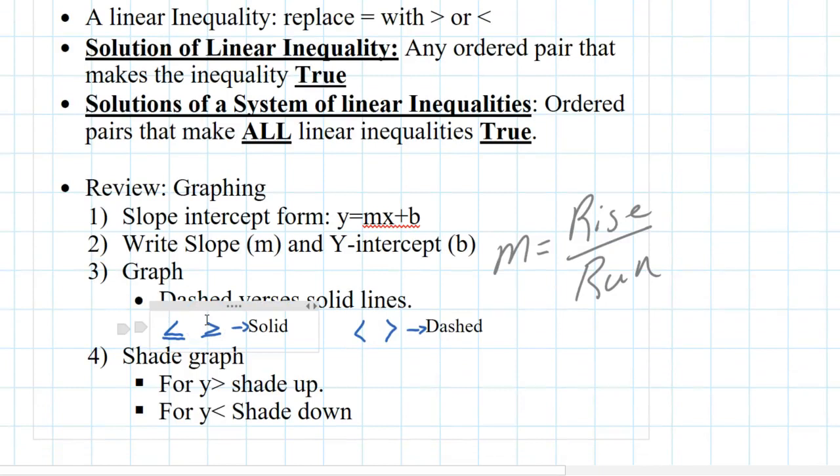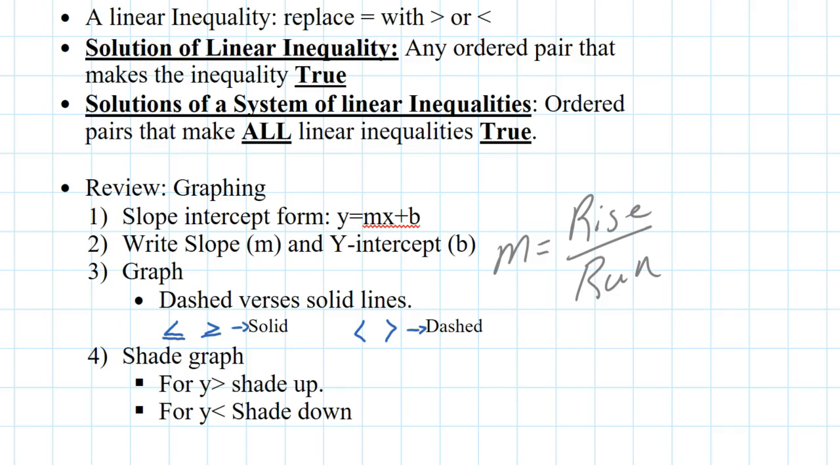Moving on to linear inequalities. For a linear inequality, you basically replace the equal sign with a less than or greater than. The solution of a linear inequality is any ordered pair or point that makes the inequality true. So you plug them in, see if it's true or not. The solution of a system of linear inequalities is any ordered pair that makes all of the inequalities true. So if you have multiple inequalities, you need to see if they're all true.